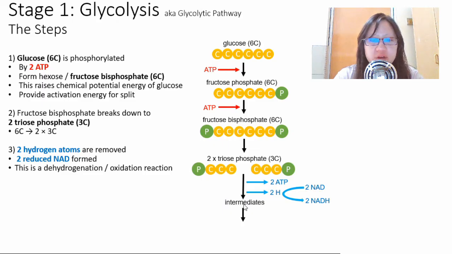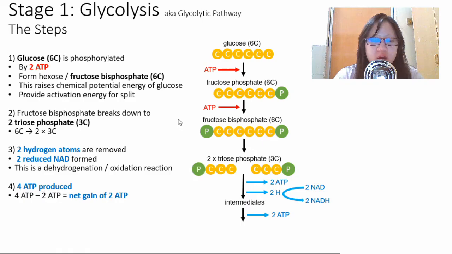After that, it's converted to some intermediates that we don't need to know about, thank God. And then in the process, another 2 ATP is formed. So as a result, you can see here, 4 ATP is formed. But since 2 ATP has been used in the beginning, we said that glycolysis has a net gain of 2 ATP. 4 ATP is produced, 2 ATP is used. So a net gain of 2 ATP.